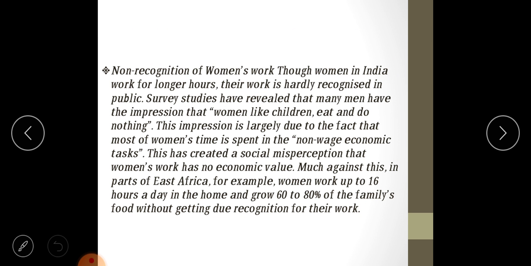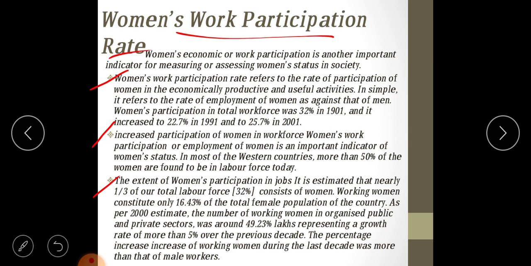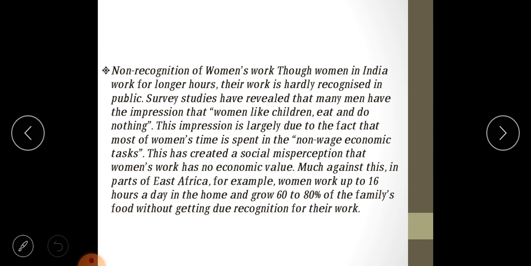So next one, non-recognition of women's work.